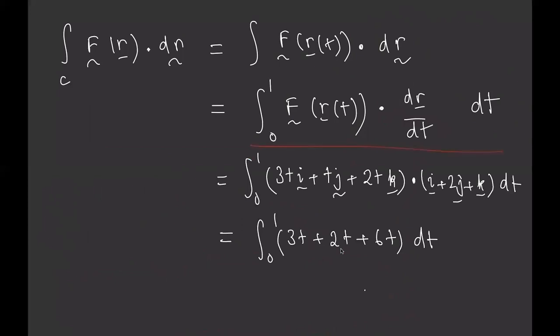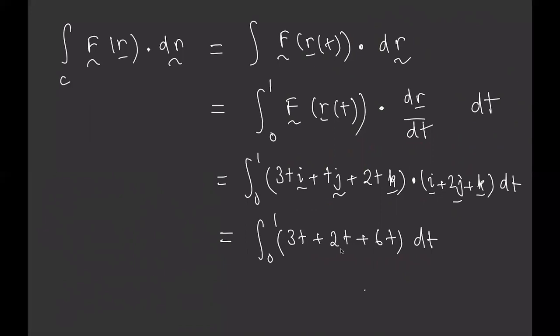Here are the steps that I'd written up to this point. So now I'm just going to plug it in. So here's my F, and here's my dr by dt. That's i plus 2j plus k. My F is given like that, and I've got a dot product here. And now the vectors go away. When I take the dot product, I'm going to get 3t times 1 plus t times 2 plus 2t times 1. This is what I get, 3t plus 2t plus 6t. So if you add those together, there's 11t.